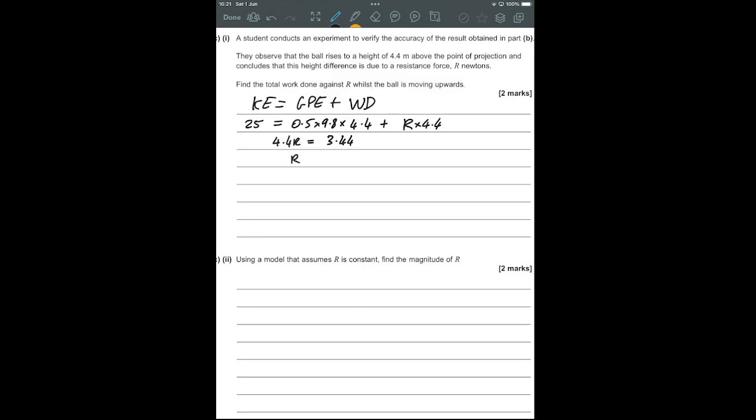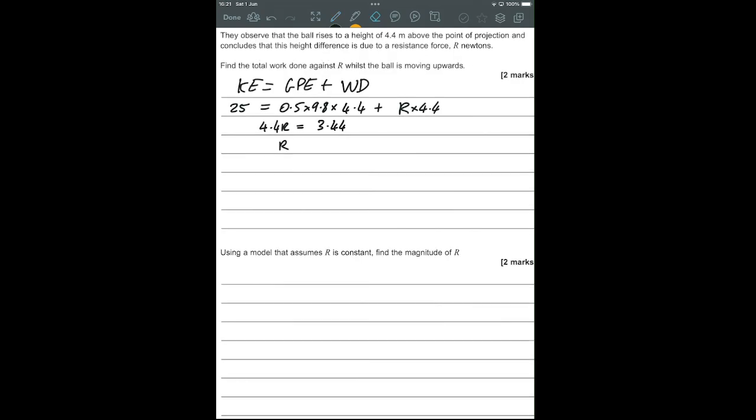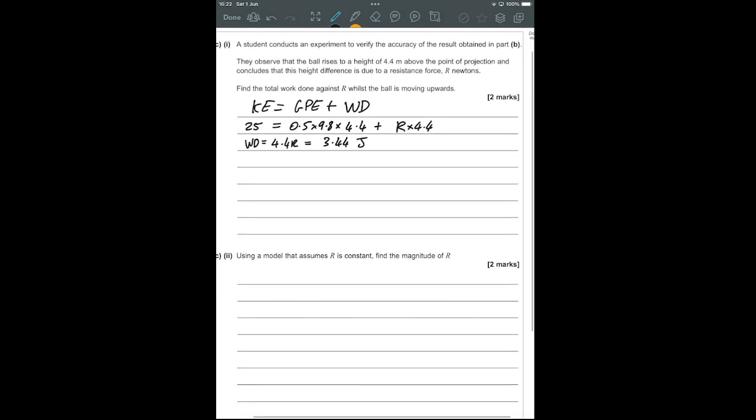And actually, I've done more than I needed to. The question wanted the work done. Well, the work done is that total 4.4 R, and that's how many joules of energy. Total work done against R, I want the whole of that term instead. Using a model that assumes R is constant, which I did accidentally assume above, find the magnitude of R. Well, now I'm doing that final step. The work done is 4.4 R.